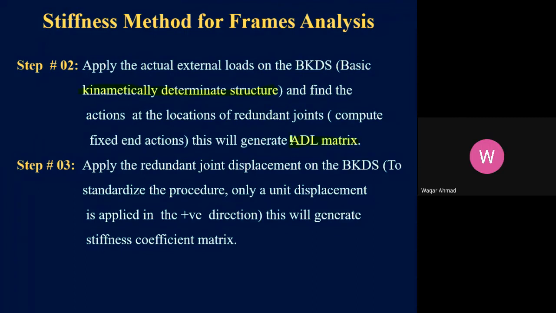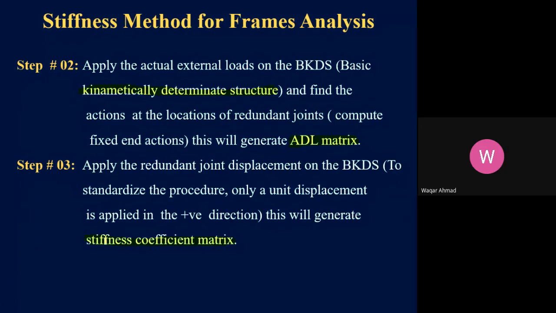You know this very well from the beams. So we call those the values of our AL matrix. Now, in step number 3, we apply a unit value of displacement at any of the specified displacement locations, and then we again find out the fixed end actions due to the application of that unit displacement. And we name those fixed end actions as the values of the stiffness coefficient matrix.